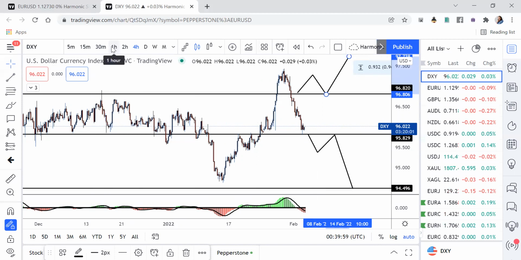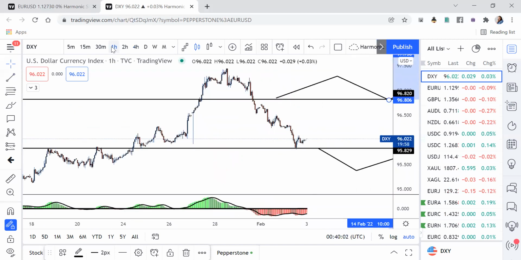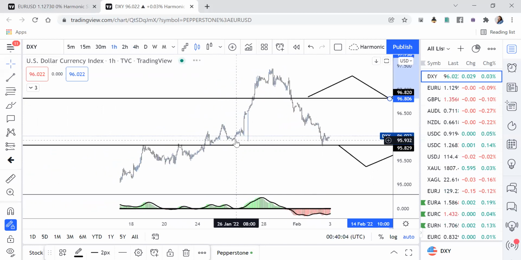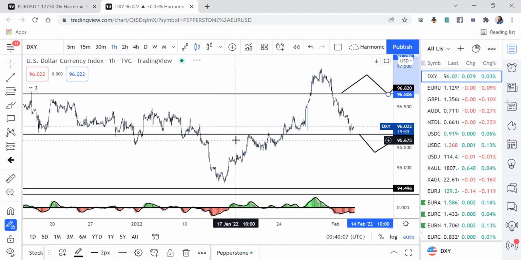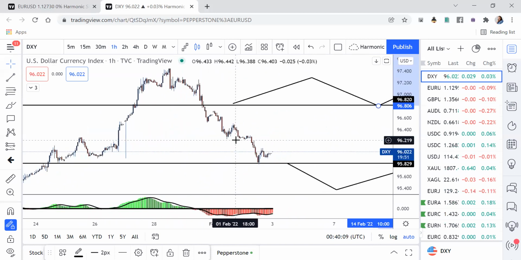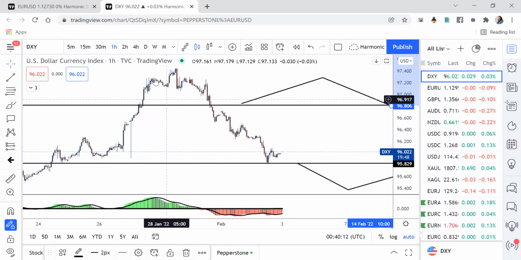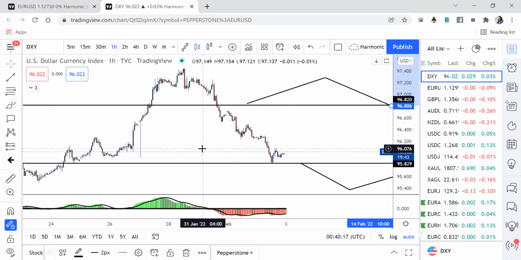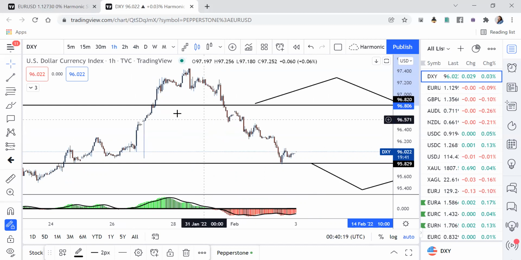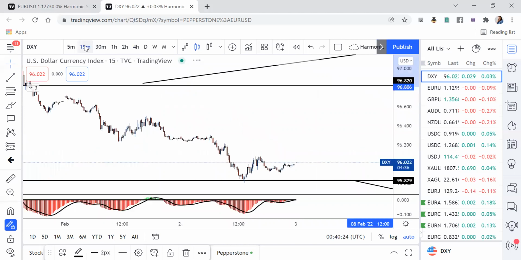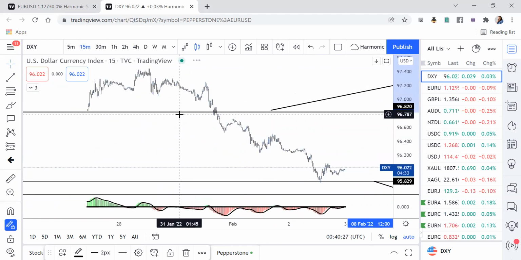Let's scale in some more. Let's go to the 1-hour time frame. Let's see what price is really telling us. So, on the 1-hour time frame, let's see if we have any structure. And we don't. So the only other time frame that I would go to is the 15-minute time frame, right? 15-minute time frame here.